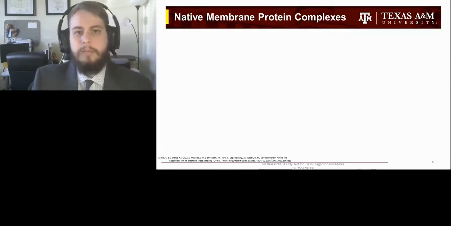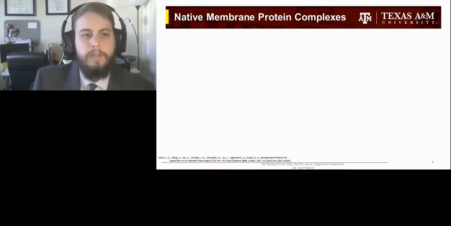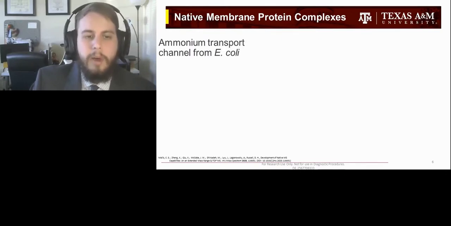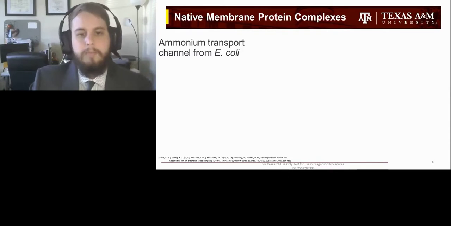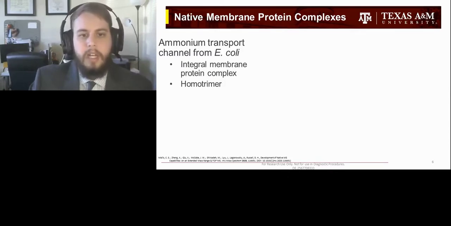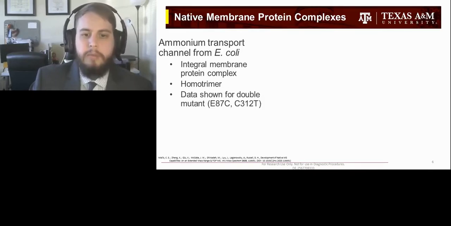We've also looked at some native membrane protein complexes. Again, this work is on the 6545XT. Primarily, we've looked at the ammonium transport channel from E. coli, also known as AMTB. It's an integral membrane protein complex that exists as a homotrimer. And here we're going to look at some data for a double mutant from the Laganowski group at Texas A&M.